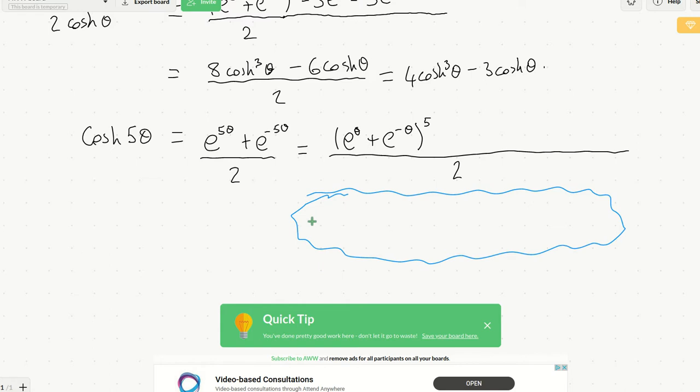Okay, if I just quickly expand that, I'm going to get e to the 5 theta plus 5 e to the 4 theta times e to the minus theta, which is e to the 3 theta, plus 10 e to the theta, because I'm using 1, 5, 10, 10, 5, 1 here. And then the next few terms are just going to be the same because it's symmetrical, but with minus thetas.